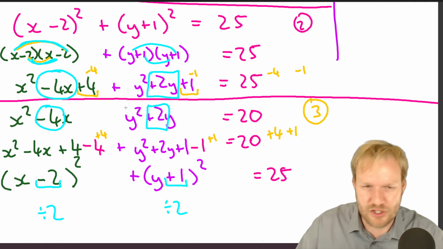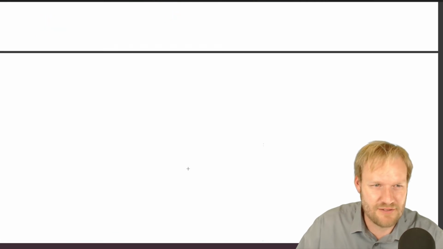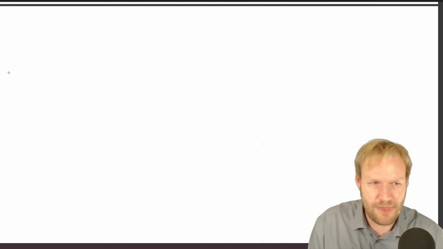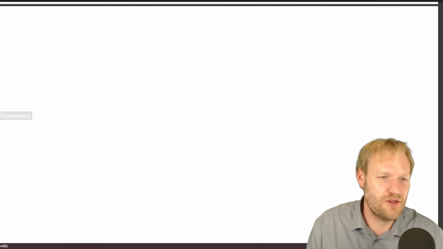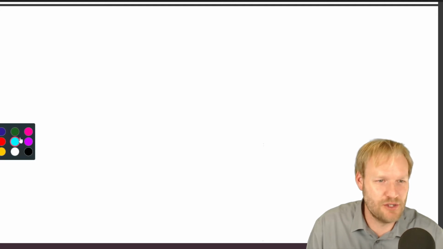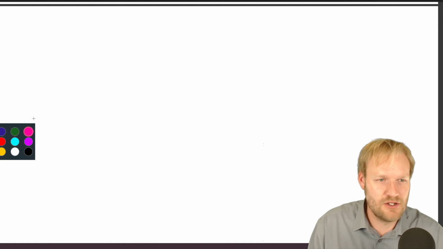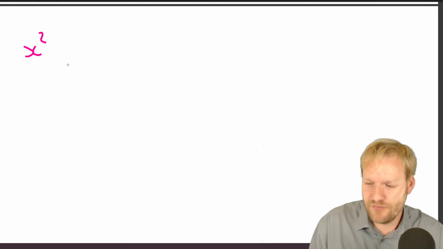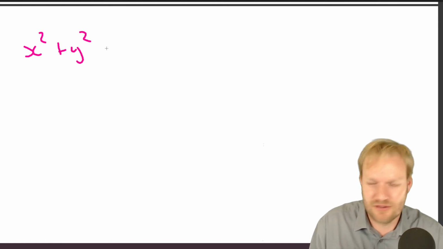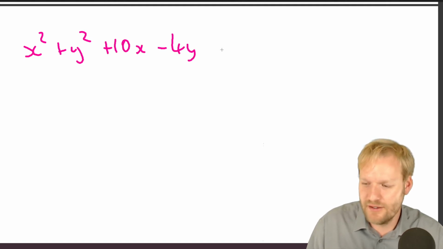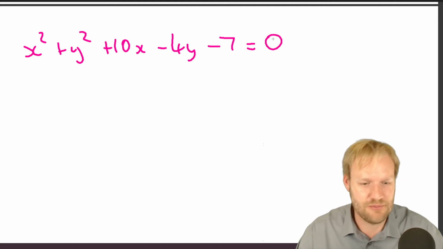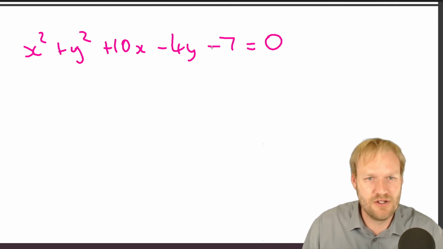So let's do one more example that looks similar to that one. Okay, got your breath. Cool. So in this example, we've got x squared plus y squared plus 10x minus 4y minus 7 equals 0. Okay, so there it is.